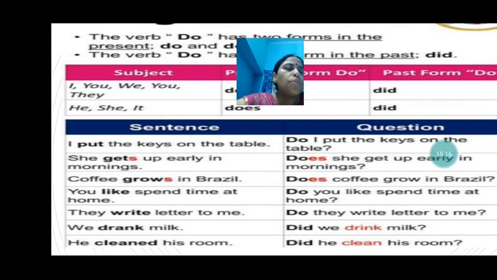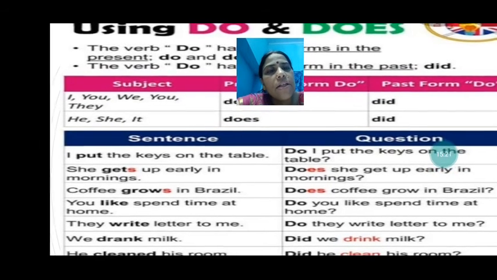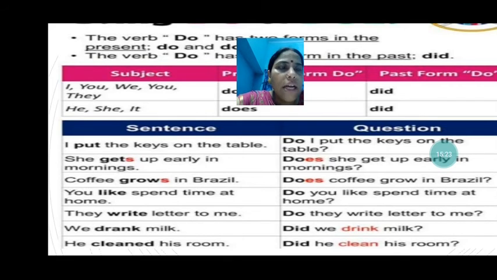He cleaned his room. Did he clean his room? That cleaned is also in the past tense. So children, what you will do to start, you will use did. Did is used for the past tense, as you might have remembered. So did he clean his room?